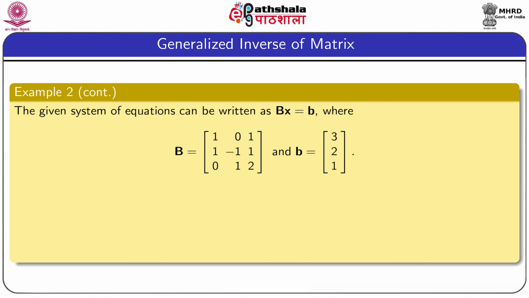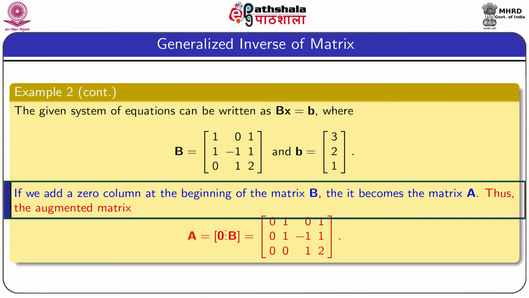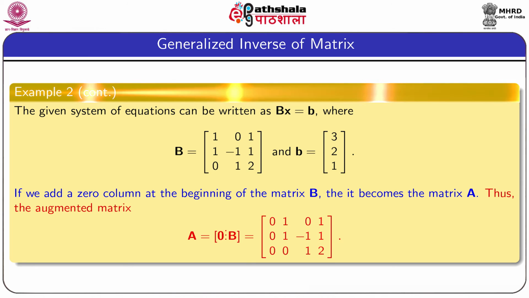Now, the given system of equations can be written as Bx equal to small b, where B is the coefficient matrix whose first row is 1, 0, 1, second row is 1, minus 1, 1, third row is 0, 1, 2, and b is the right hand vector whose elements are 3, 2, 1. If we add a 0 column vector at the beginning of the matrix B, then the augmented matrix becomes the matrix A. Actually, we have already calculated the generalized inverse of the matrix A. So, we use the generalized inverse of the matrix A to solve this system of equations.